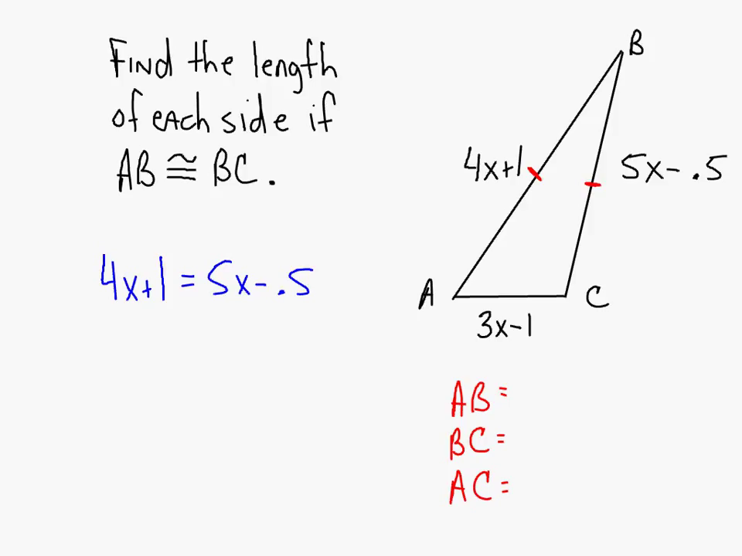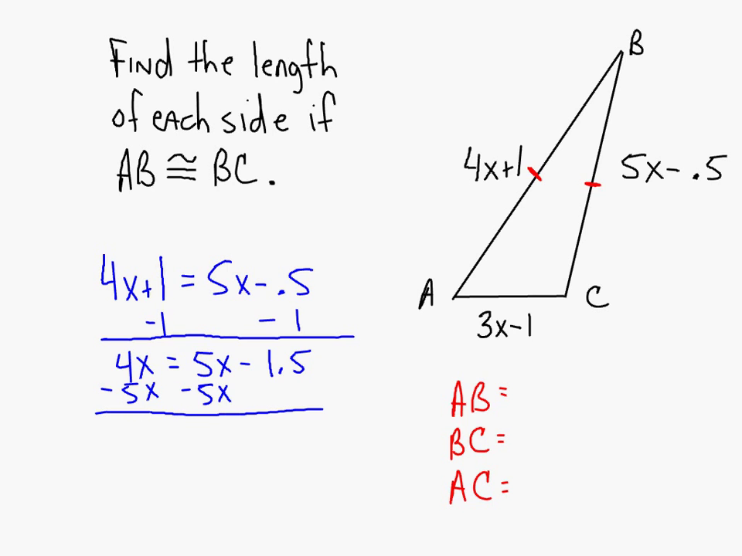So what do you want to do first here? Subtract 1 from each side. So 4x equals 5x minus 1.5. Then subtract 5x from each side. So negative x equals negative 1.5. Can't have a negative sign in front of your x, can you? So you can just divide each side by negative 1, and x is going to equal 1.5.